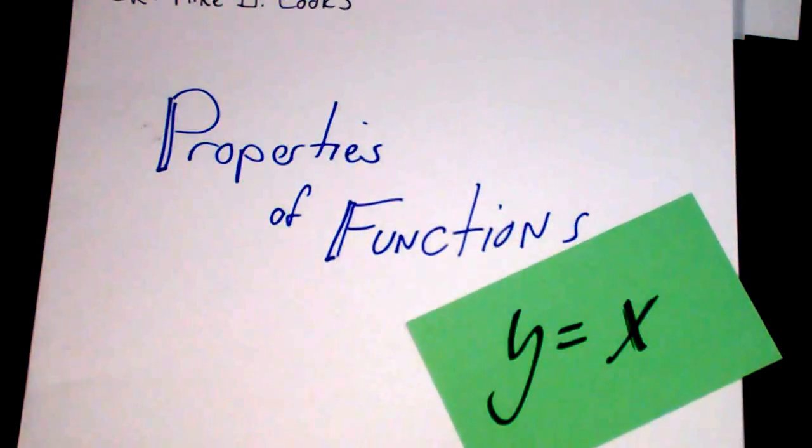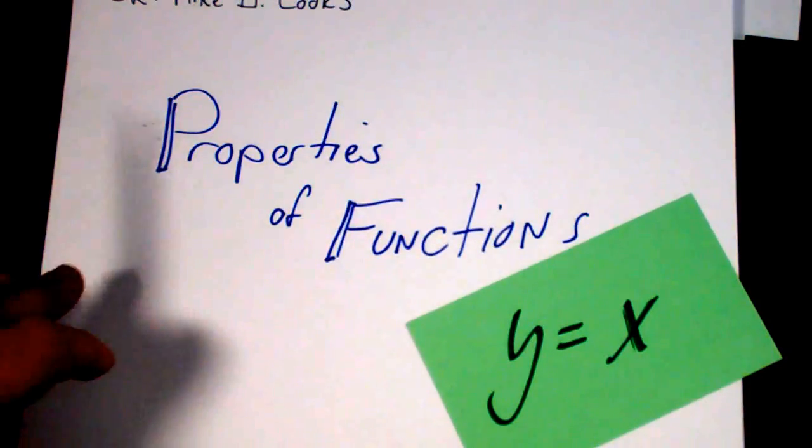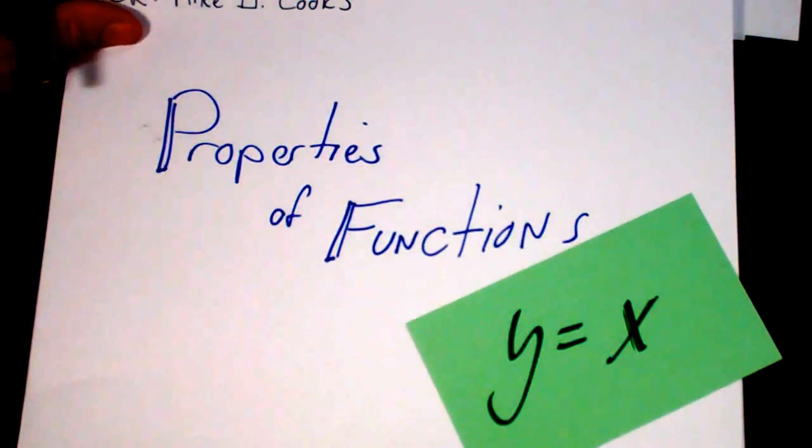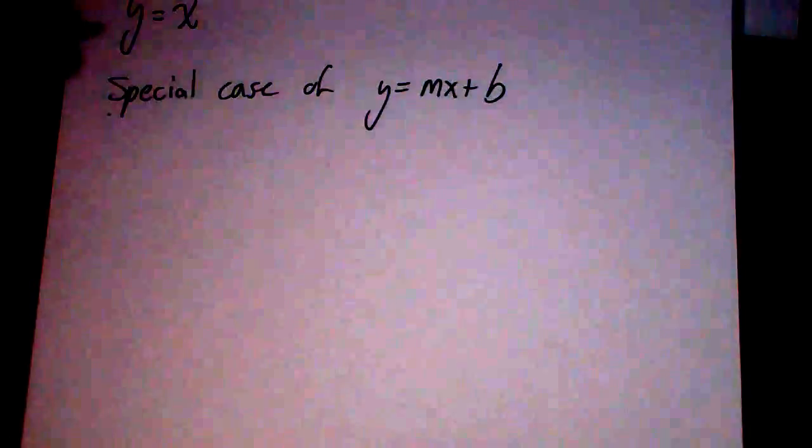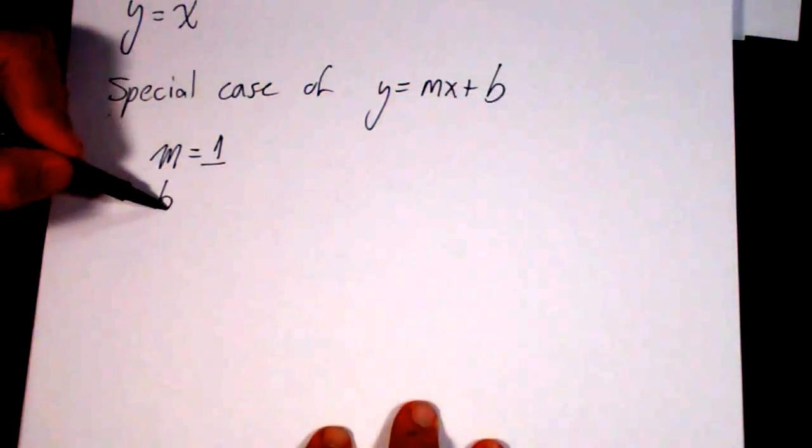This is another in a series of videos on properties of functions, and in this one we're going to look at y equals x. Now, y equals x is a function you've been working with for as long as you've been doing algebra. The way to think about y equals x is really just a special case of y equals mx plus b. That is the slope-intercept form of a linear equation. And the special case is that m is equal to 1 and b is equal to 0.